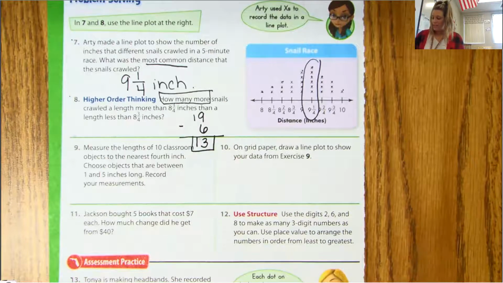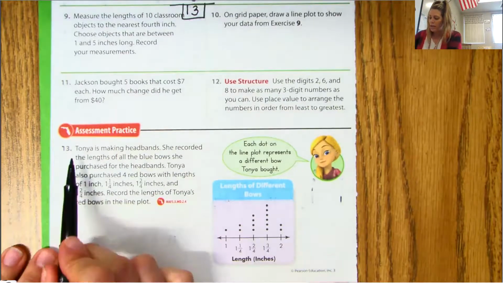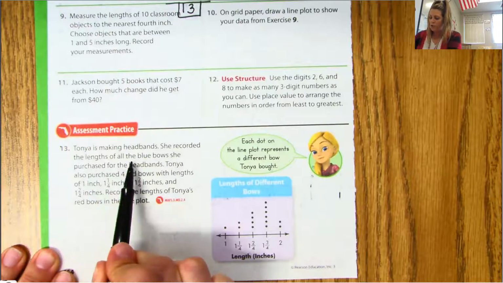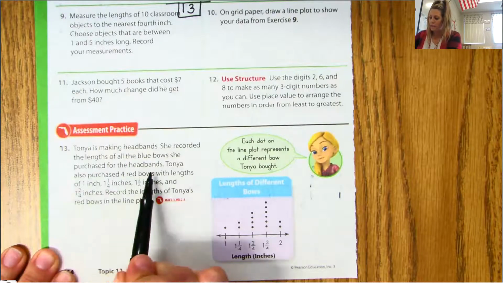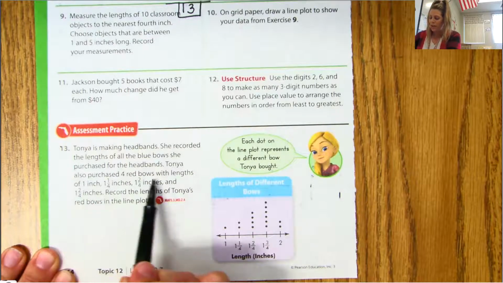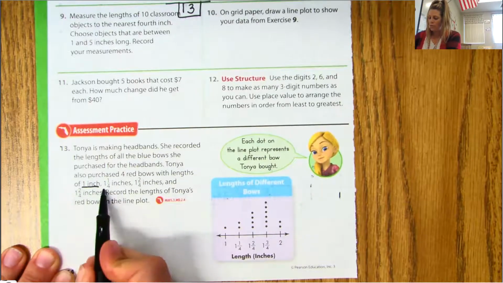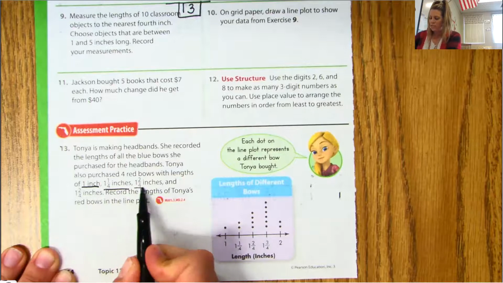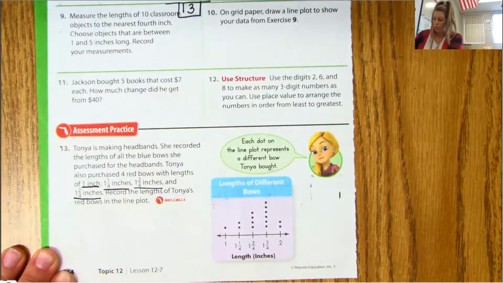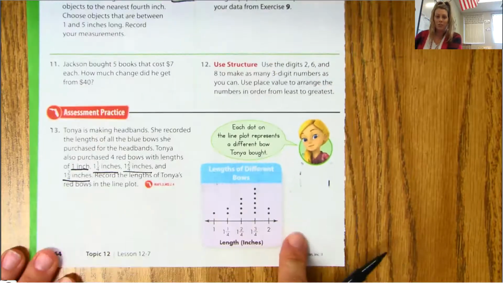Okay, and here is the last one today before I send you off on your own. Tanya is making headbands. She recorded the lengths of all the blue bows she purchased for the headbands. Tanya also purchased 4 red bows with the lengths of 1 inch, 1 1/4 inch, 1 2/4 inches, and 1 2/4 inches. Record the lengths of Tanya's red bows on the line plot. All right, I'm going to give you a minute to try that one.